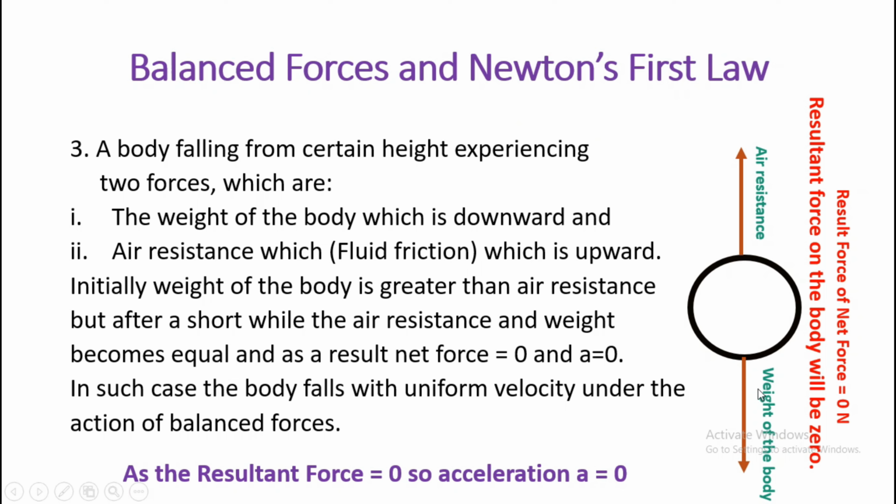And when both of them are equal, this body falls under the action of no net force. That is, the net or the resultant force on the object will be zero, acceleration will be zero, the body will be falling with constant maximum velocity, and that velocity is known as terminal velocity. So when the body falls with the terminal velocity, there are two forces acting on it, and both are balanced. So the resultant force is zero and the acceleration is zero on it.